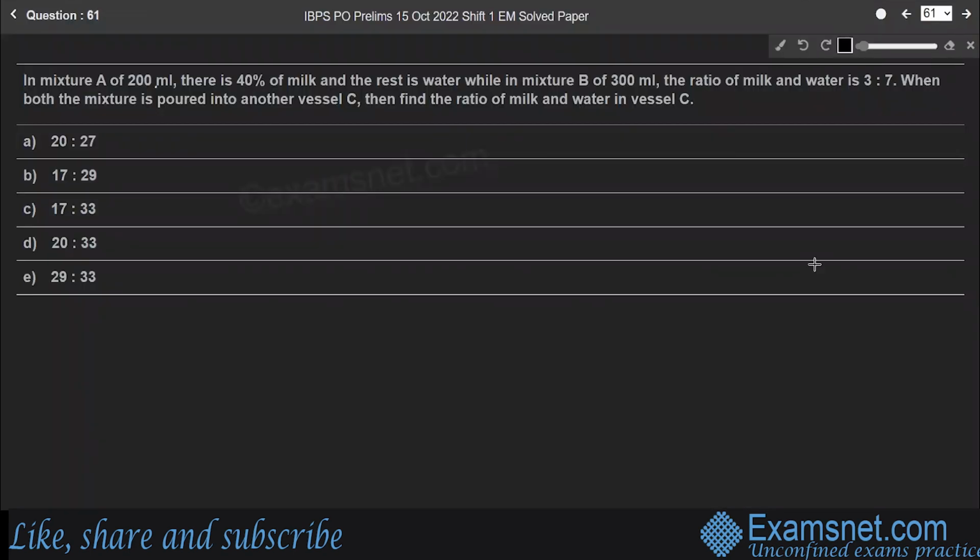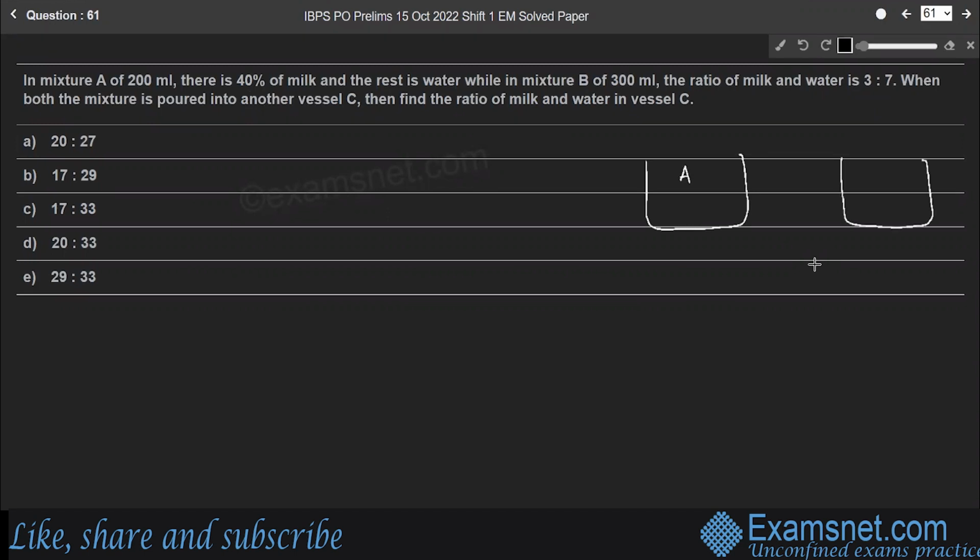Question 61. In mixture A of 200 ml, there is 40% of milk and the rest is water, while in mixture B of 300 ml, the ratio of milk and water is 3:7. When both the mixtures are poured into another vessel C, find the ratio of milk and water in vessel C. So consider vessels A, B, and C. This is vessel A and B.